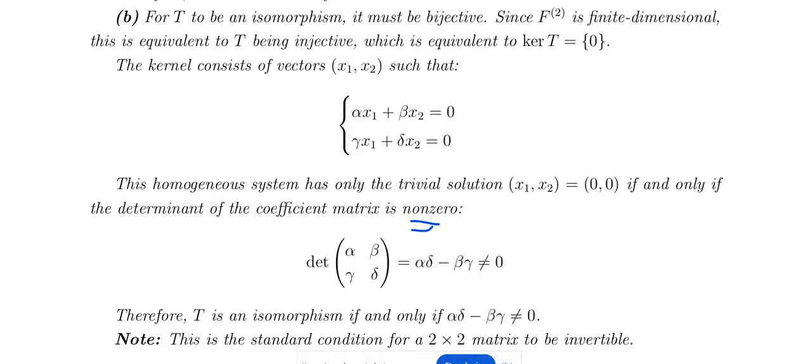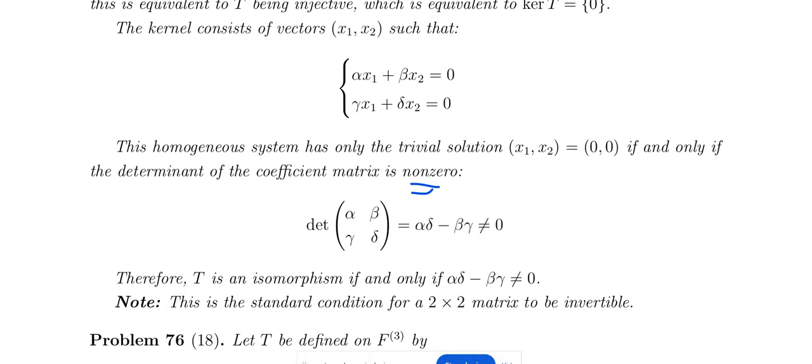The 12th and 11th standard books are very important; this is one of the properties there. A homogeneous system has only the trivial solution when the determinant of the coefficient matrix is non-zero. The determinant of the coefficient matrix with alpha, beta, gamma, delta is alpha delta minus beta gamma, and this is not equal to 0. So T is an isomorphism when alpha delta minus beta gamma is not equal to 0; that is the condition. It is a very important idea. This is the standard condition for a 2 by 2 matrix to be invertible.